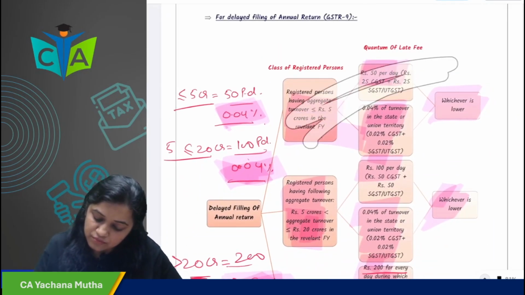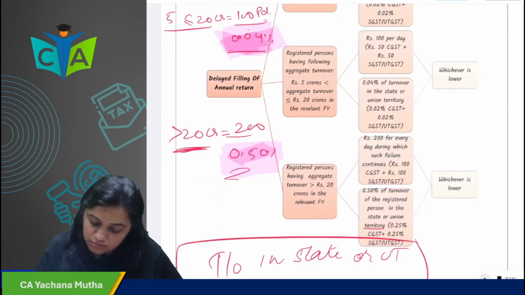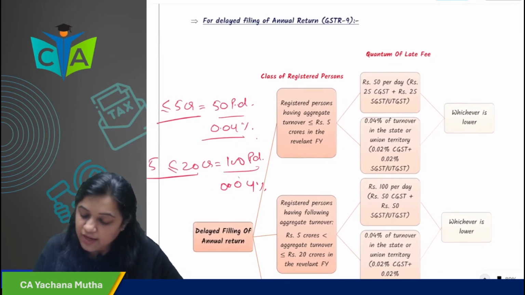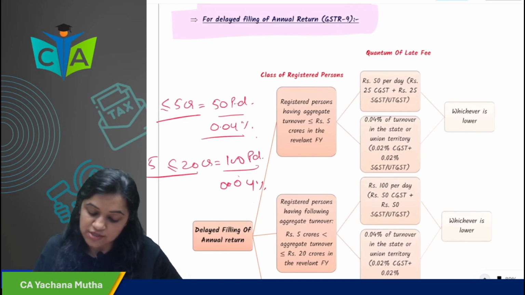Next. For delay in filing annual return, GSTR 9.